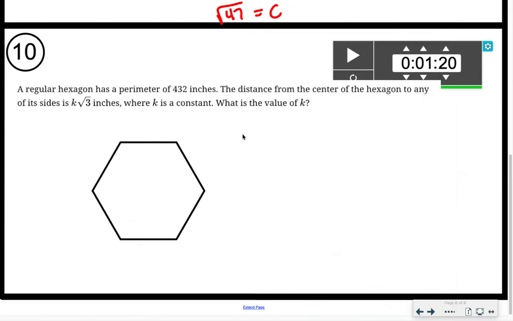So I'm just going to do 432 divided by 6. I'm going to focus on this down here. So this is 72 inches. And the distance from the center to any of its sides, so I'm going to go here. And if that's the shortest distance, then we're assuming that it's done perpendicularly. That's K root 3. We want to find the value of K. So then I'm going to connect this, which means this right here is 36. All right.